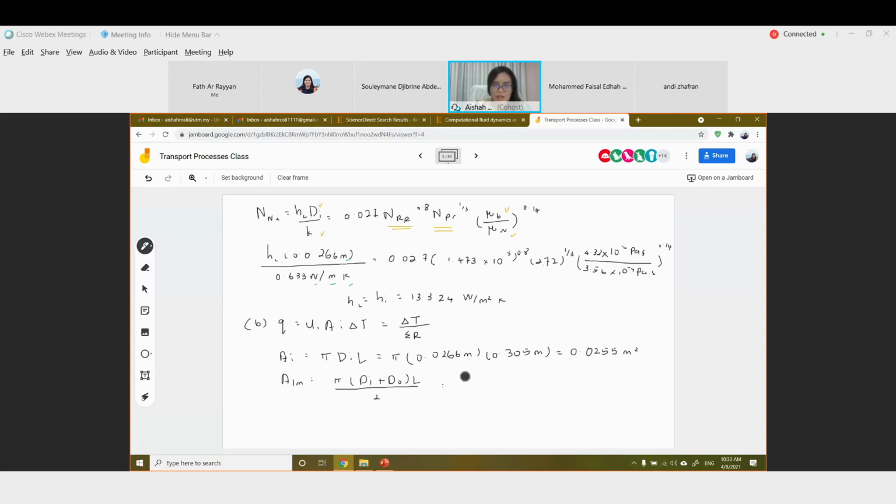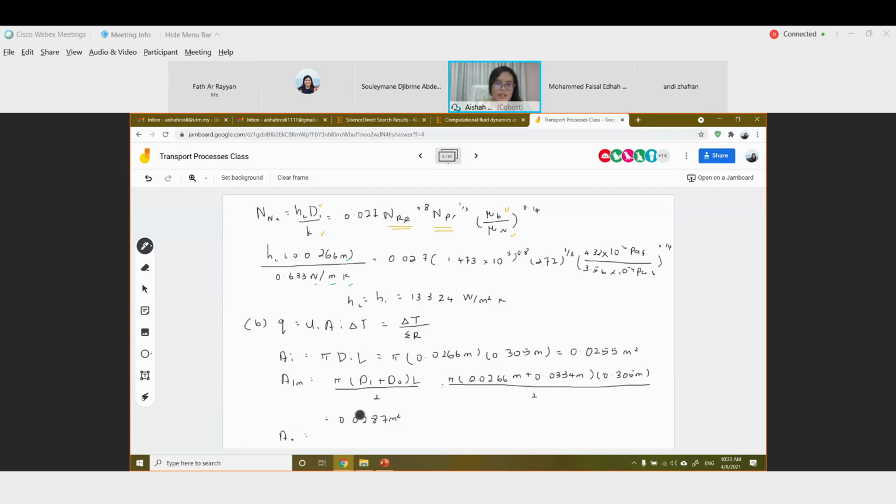So you can just substitute 0.0266 meter plus 0.0334 meter. These are both from the appendix, times the length given in the question, 0.305 divided by 2. So you will get 0.0287 meter squared.